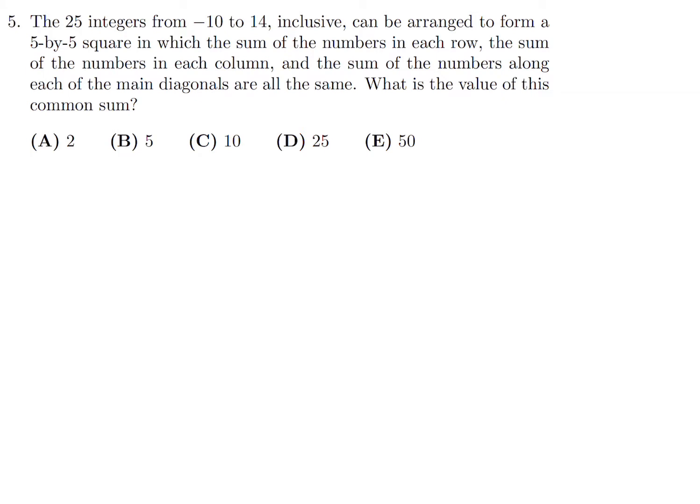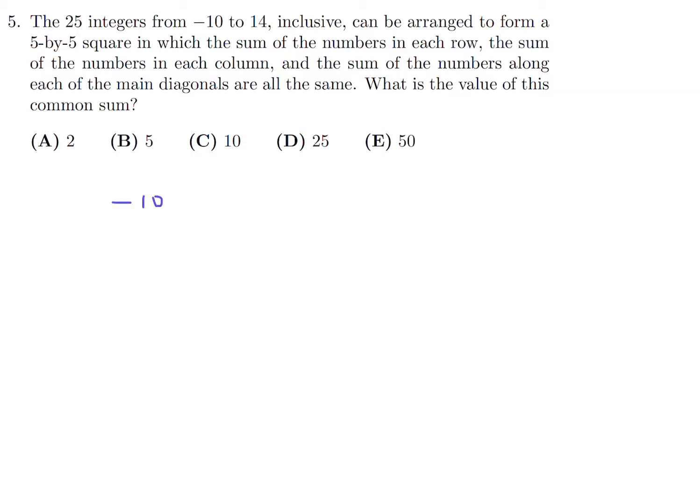The 25 integers from -10 to 14 inclusive can be arranged to form a 5 by 5 square in which the sum of the numbers in each row, the sum of the numbers in each column, and the sum of numbers along each of the main diagonals are the same. What is the value of this common sum? Well, if we make the square all the numbers, I want to figure out the sum of all the numbers.